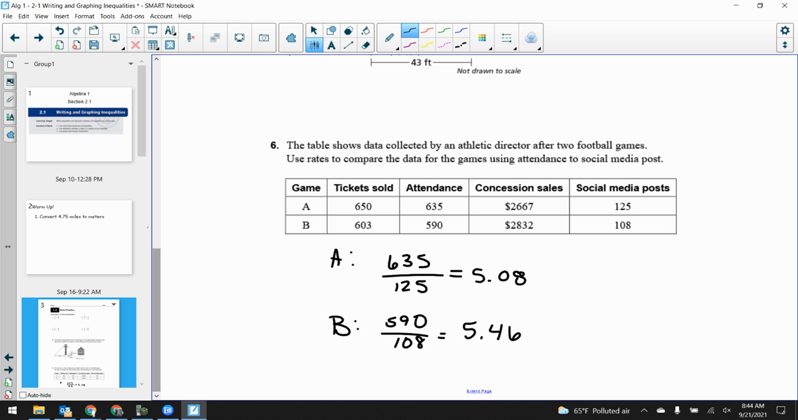Okay, now we can say that game B, maybe the social media posts were more targeted. More people came per social media post. More people came to the game per social media post for game B than game A. I don't know what was different about the social media post, but maybe there was something different enough to where more people came for game B than came for game A.